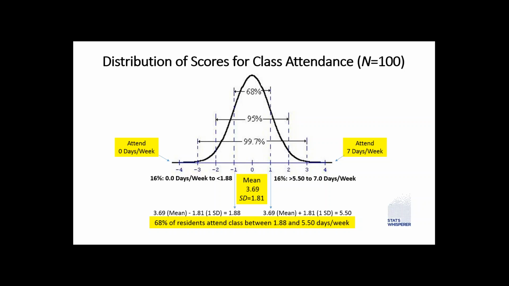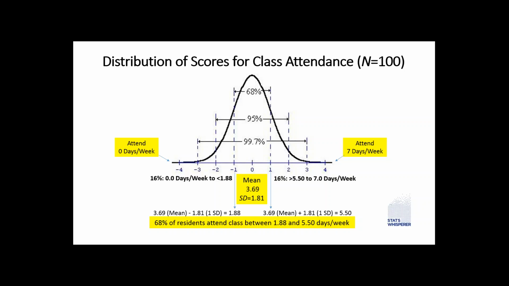So if we add 1.81, one standard deviation, to 3.69, you see we get 5.50. And if we subtract 1.81 from 3.69, we get 1.88. So that's one standard deviation above and below the mean. So we would say that 68% of residents attend class between 1.88 and 5.5 days per week. So that's how that distribution falls out.